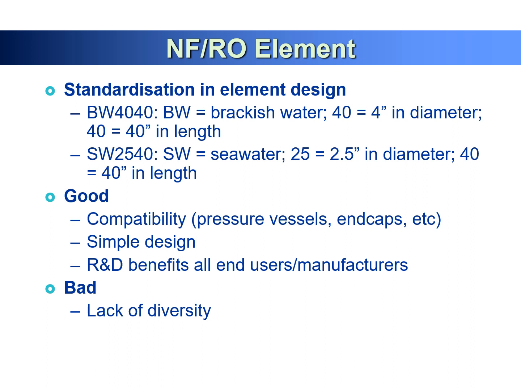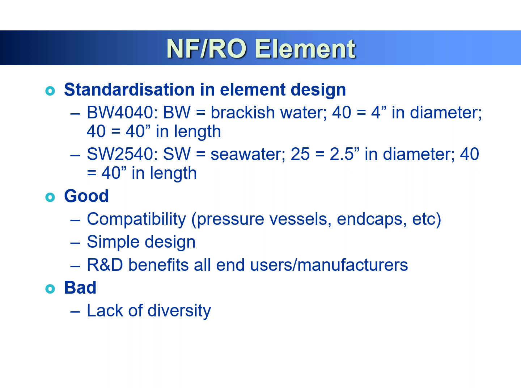So PW 4040 is for brackish water: 4 inches, and then 40 inches, which means the first 40 is 4 inches in diameter, almost 10 centimeters, and 40 inches in length. So this is 1 meter of length of the element. And then SW 2540 means seawater: 2.5 inches in diameter, so almost 5 centimeters, and 40 inches in length, 1 meter length.